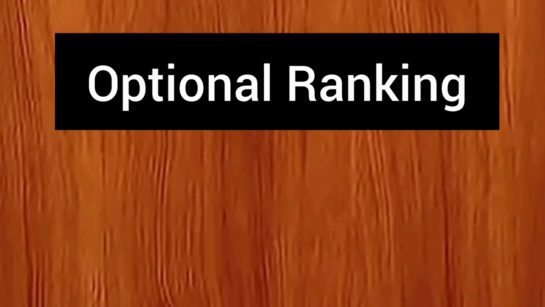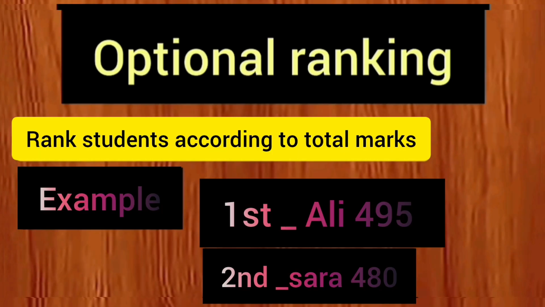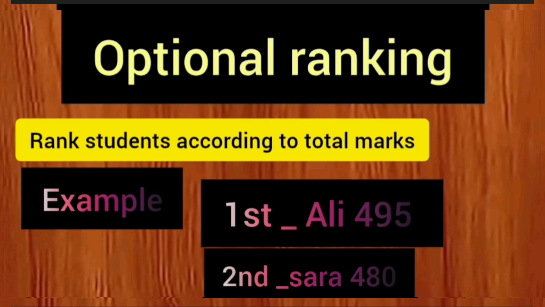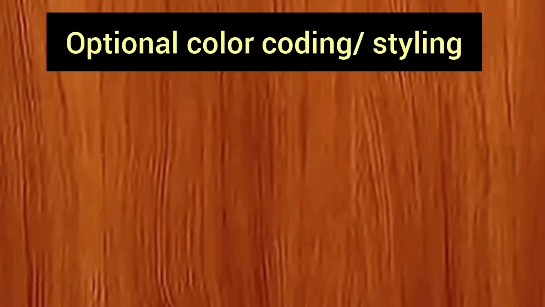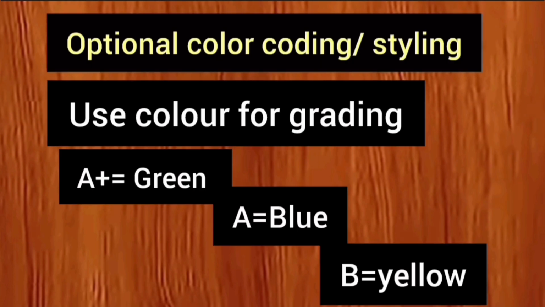Now I will talk about optional ranking. Ranking helps to identify top performance and assess overall class performance. Optional color coding styling. Styling the result sheet makes it visually appealing and easier to read.